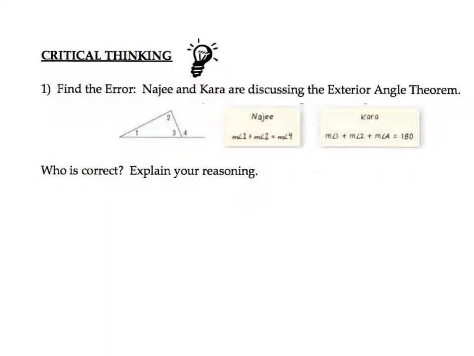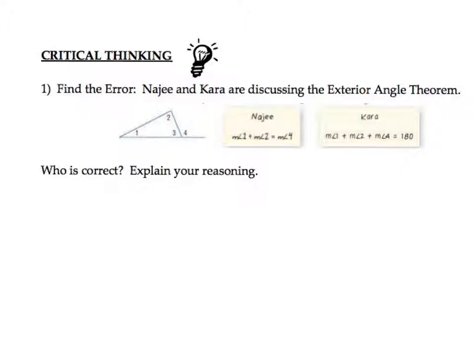So next we have a find the error problem. It says Naji and Kara are discussing the exterior angle theorem. So we have a picture here. Naji says that the measure of angle 1 plus the measure of angle 2 equals the measure of angle 4. And Kara says the measure of angle 1 plus the measure of angle 2 plus the measure of angle 4 is 180. We want to know who is correct.